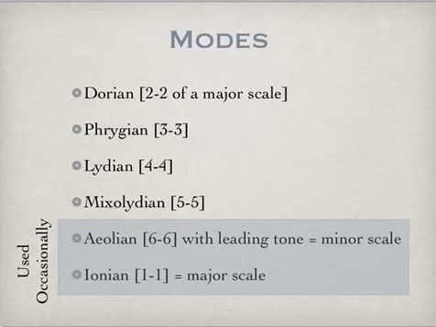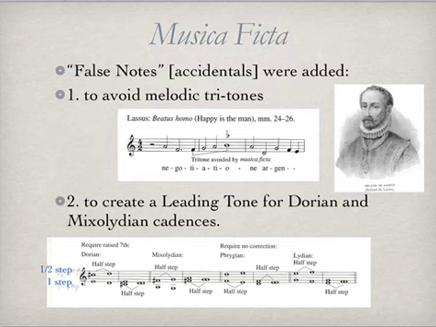The most frequently used modes were Dorian and Mixolydian, but you should be familiar with all four of the church modes. The Aeolian, which is minor, and the Ionian, major modes, were less frequently used until the Baroque period.